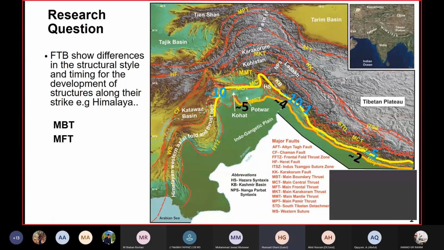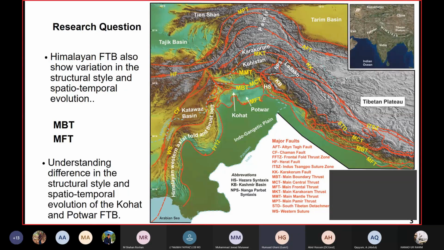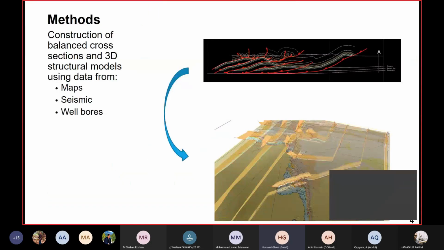So in my PhD, what I did is I looked at the structure style difference between Kohat and Potwar, and I looked at the structural chronology of this area. So I did structural modeling, where I developed balanced cross sections and restored them to estimate the amount of shortening being accommodated by different structures, and looked at the structure style transition from one side into the other. So this is one of the pictures from my PhD work.